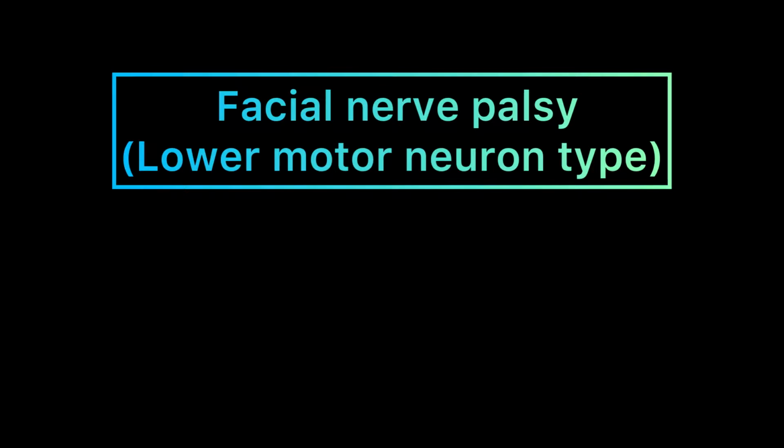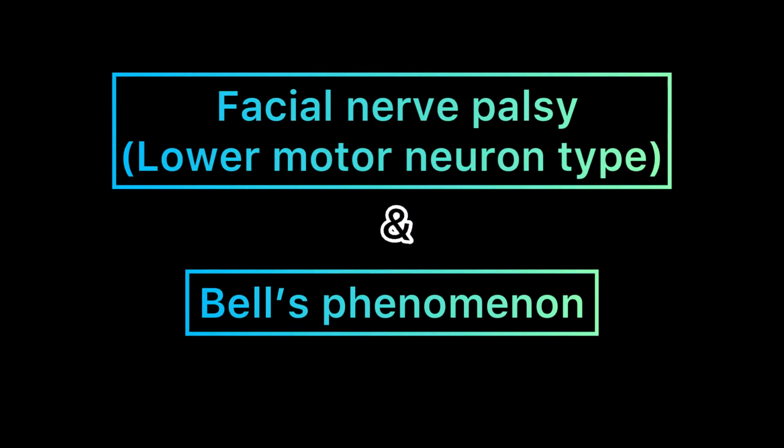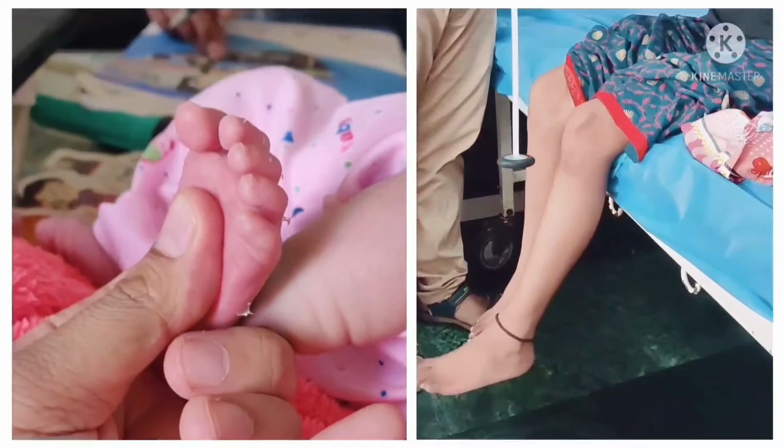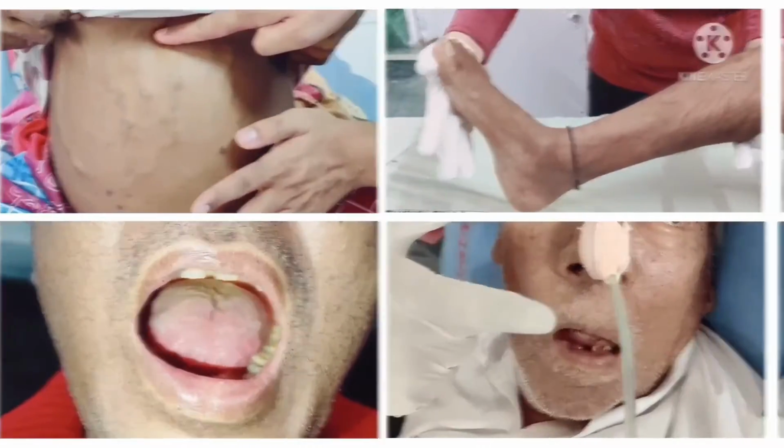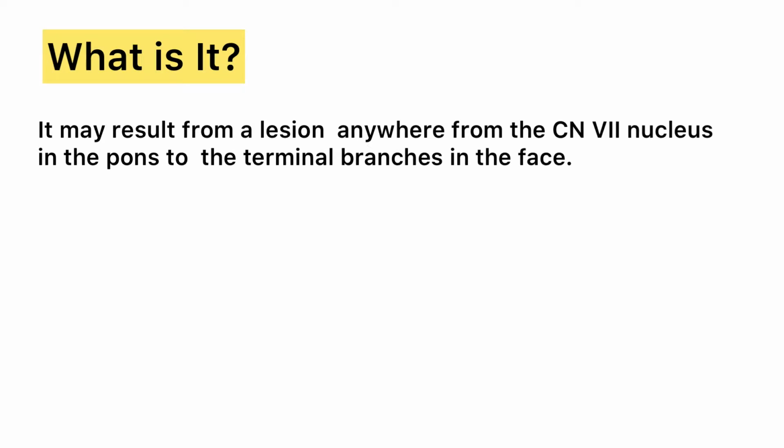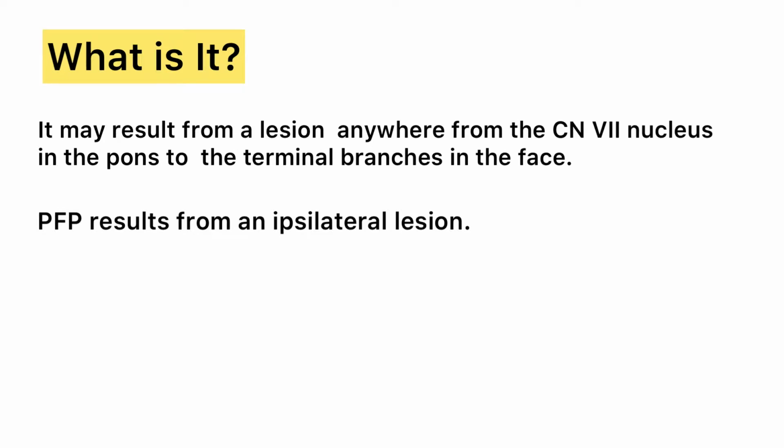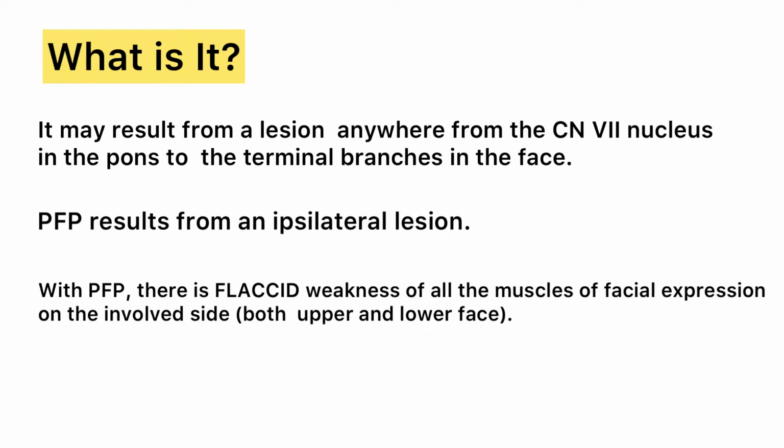Hello friends, today we are going to talk about lower motor neuron type of facial nerve palsy and Bell's phenomenon. Peripheral facial palsy results from a lesion anywhere from the nerve nuclei in the pons to the terminal branches in the face on the ipsilateral side. There will be flaccid weakness of all the muscles of facial expression on the involved side.